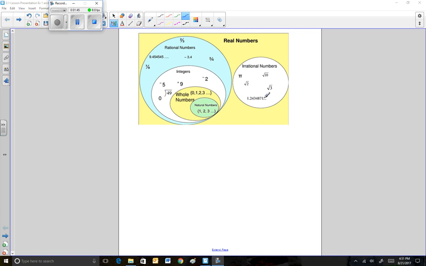1.2434871, and it continues on forever. That is irrational, for it to continue on forever. So that's a way to remember irrational. Let's take a look at the next slide.